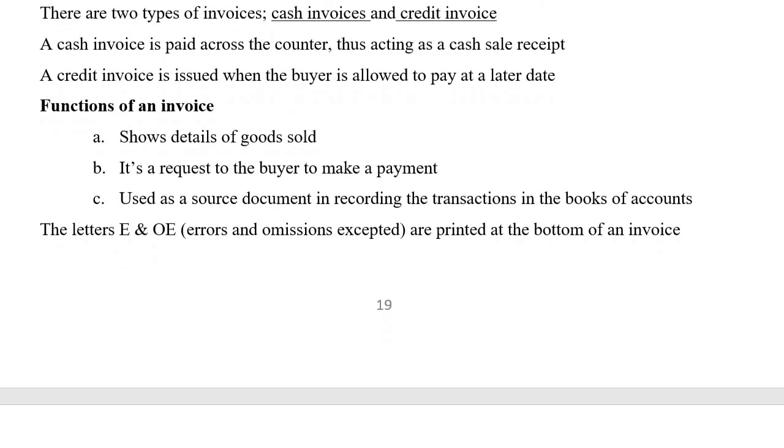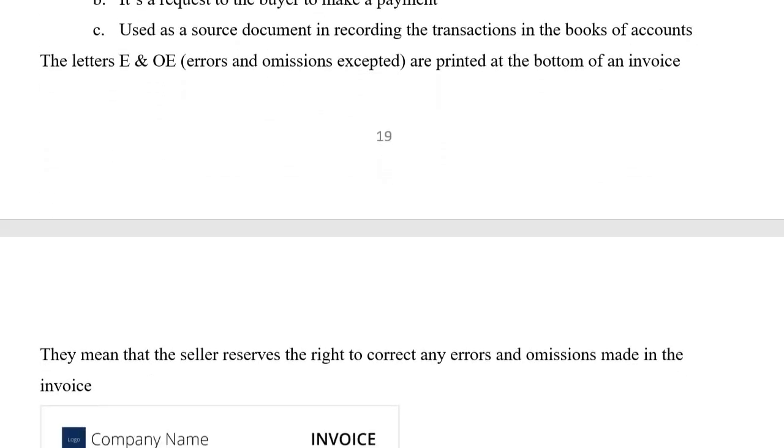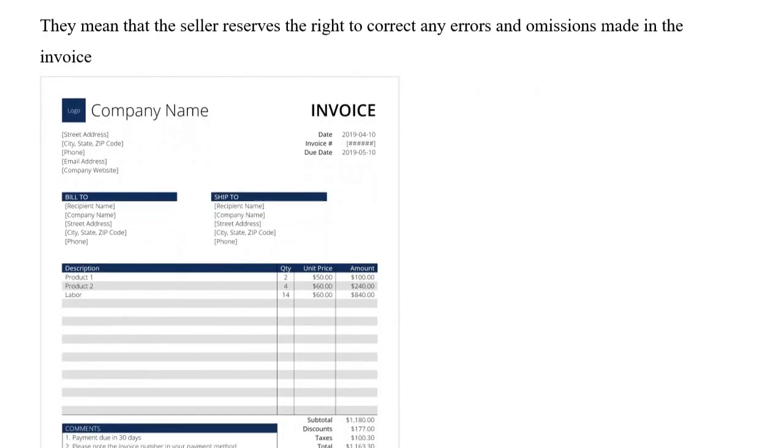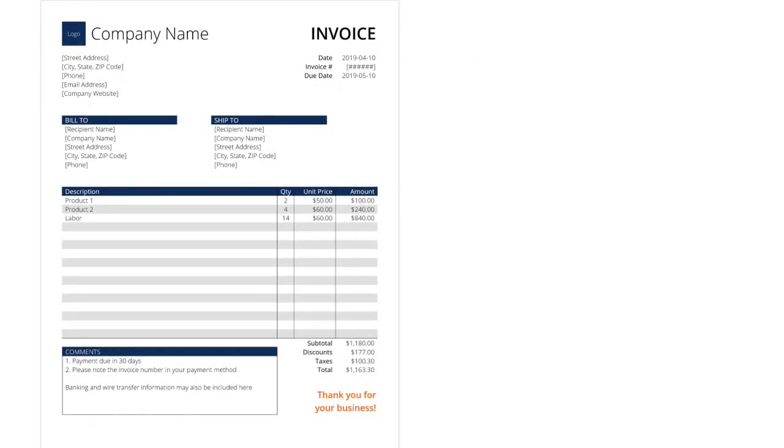So let me show you what an invoice is. This is how an invoice looks. Have a look. We have the company name, bill to, ship to, the description, the quantity, the unit price, and the amount. And also you see payments down here. We are told in the comment, payment due in 30 days. So this person has to make the payment within the 30 days.